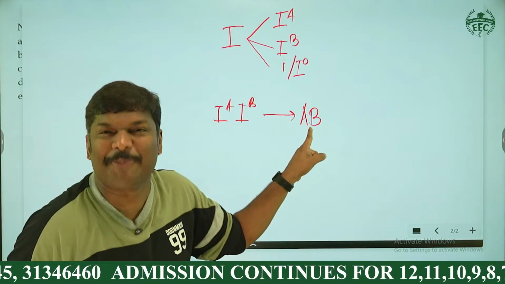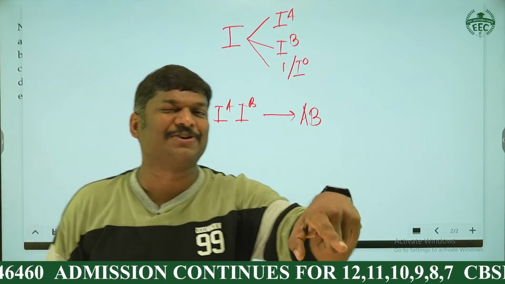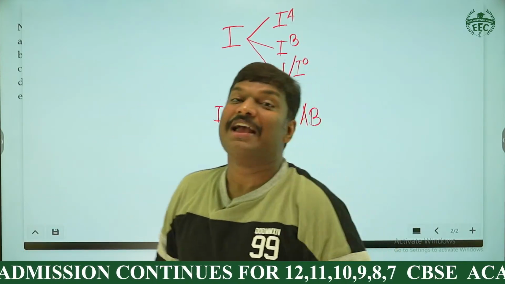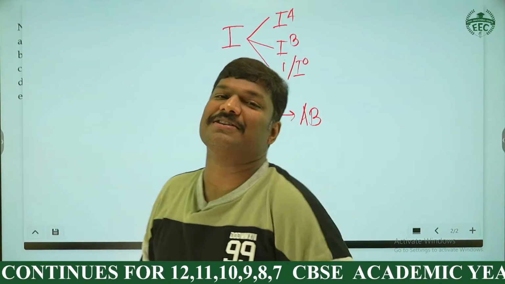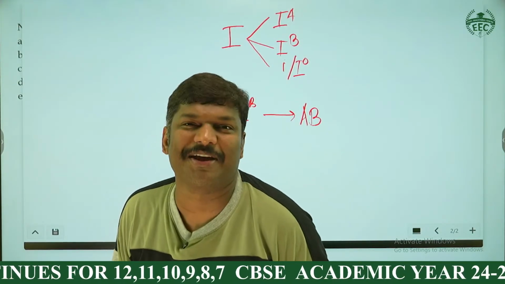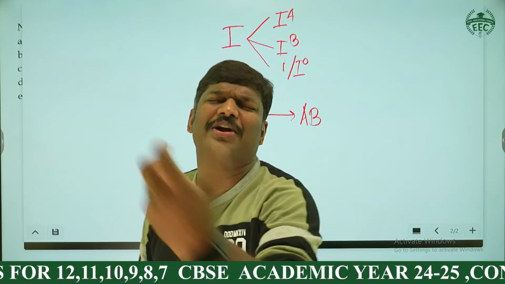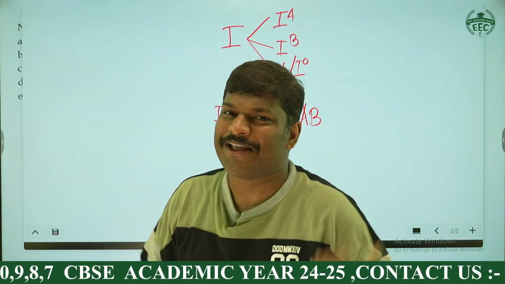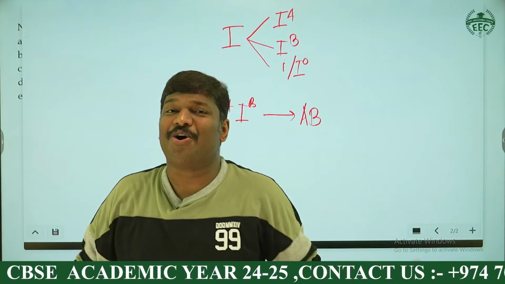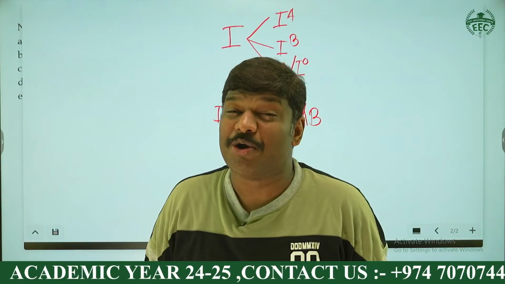IA is expressing to make A group, IB is expressing to make B group. We have a blood group called AB group, the universal recipient. AB is a universal recipient, right? And O is the universal donor, right? The universal recipient blood group is called so because it does not have any antibodies in plasma. It's a Grade 11 topic.